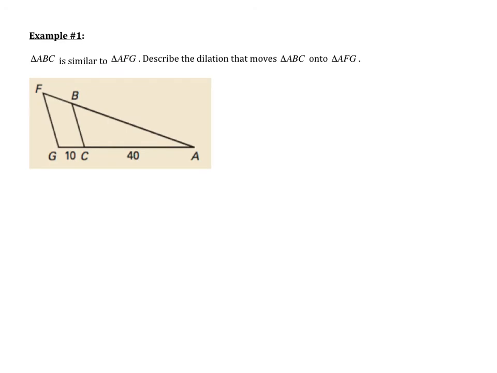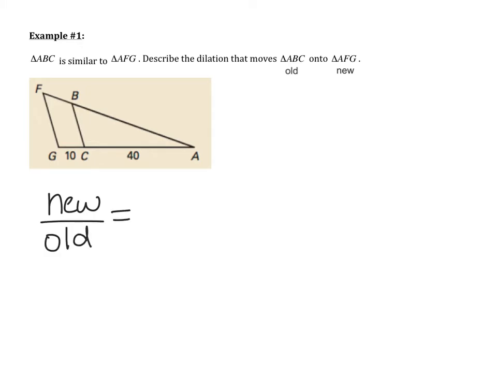It says triangle ABC is similar to triangle AFG. Describe the dilation that moves triangle ABC onto triangle AFG. It says moves ABC onto AFG. So this is the old and this is the new. So when we're asked to describe the dilation that moves triangle ABC onto triangle AFG, we're basically just asked to find the scale factor, which, remember from the last slide, means we're going to do new over old.